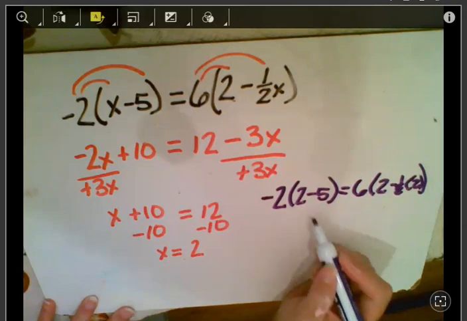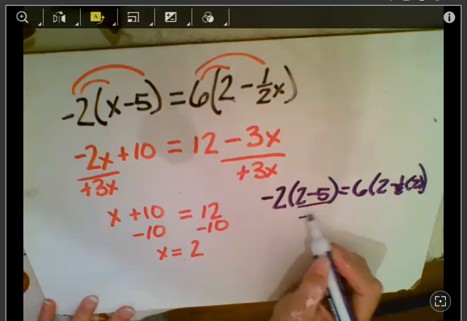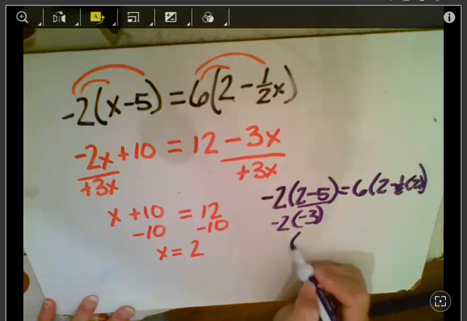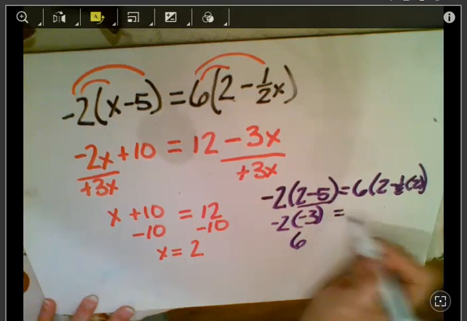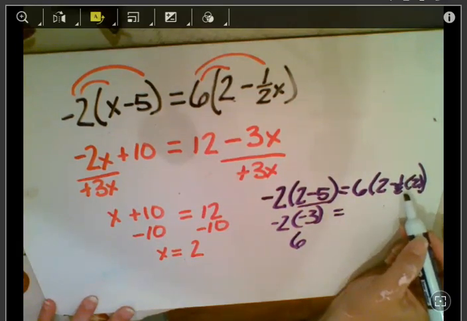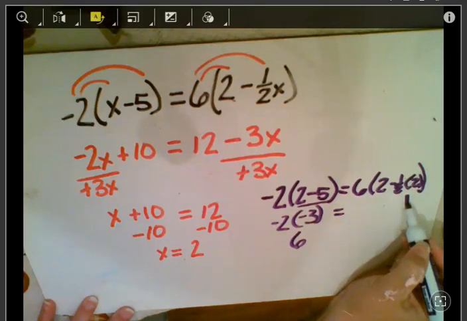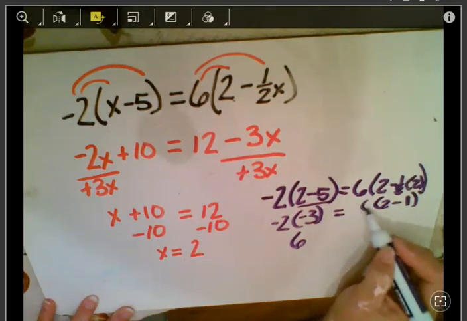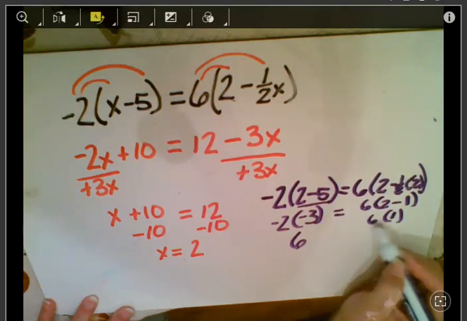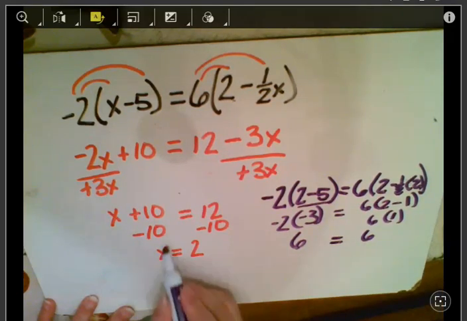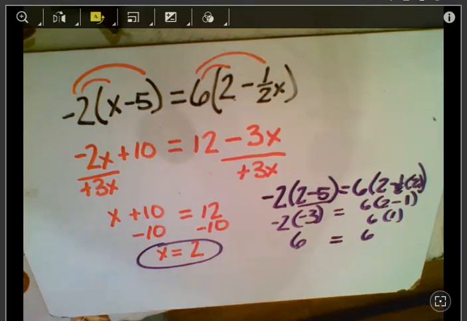So let's try this out. What's 2 minus 5? Negative 3 times negative 2, which is 6. Over here, I go into the very inside parentheses first, and I have half of 2. Half of 2 is 1. So I've got 2 minus 1, which is 1, and I still have that times my 6, which in the long run will be 6 is equal to 6. So that is my final answer.